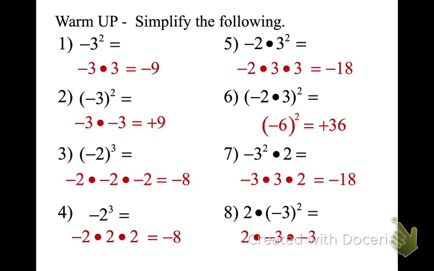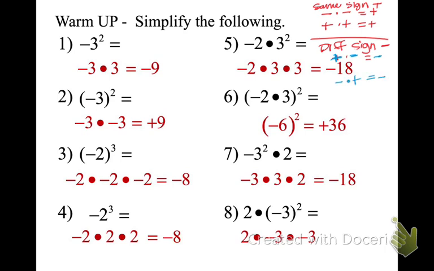So very quickly, our rules of negatives. Negative times negative equals a positive. Positive times positive equals a positive. So same sign is positive. Different sign is negative. So positive times negative equals a negative. And negative times positive equals a negative. So those are the rules for multiplying negatives.